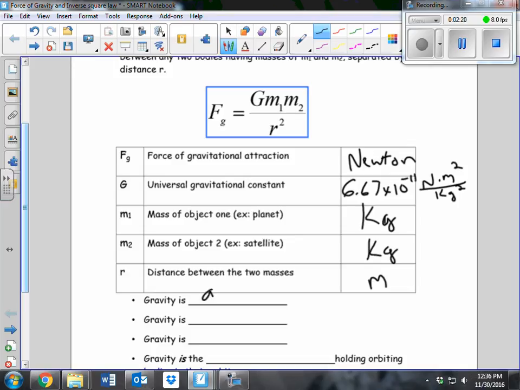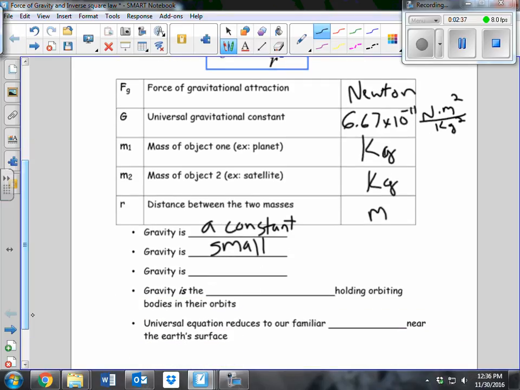So gravity is a constant. It's a constant depending on those two masses and the distance between them. Gravity is really small. As you're going to calculate, the force of gravity between two objects is really, really small. Gravity is a force that pulls, or an attractive force. So gravity is the force holding orbiting bodies in their orbits.